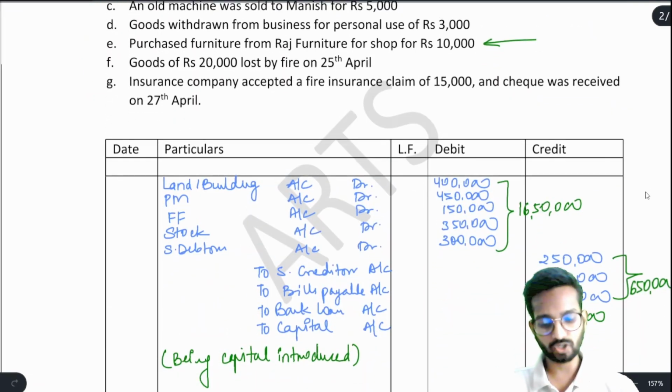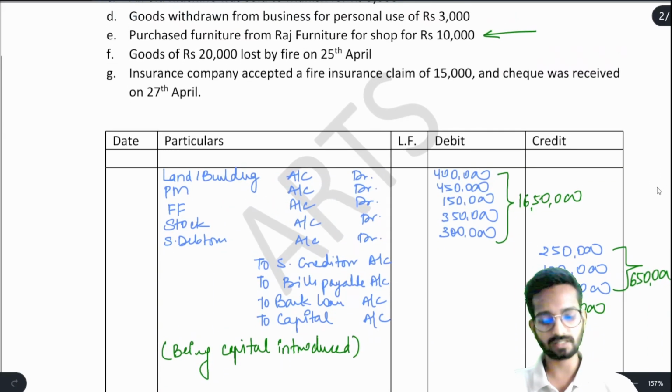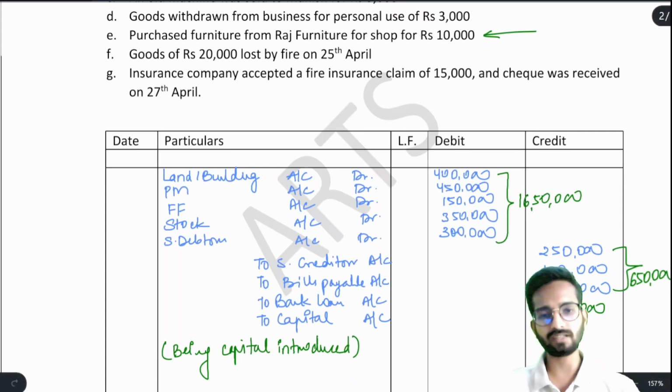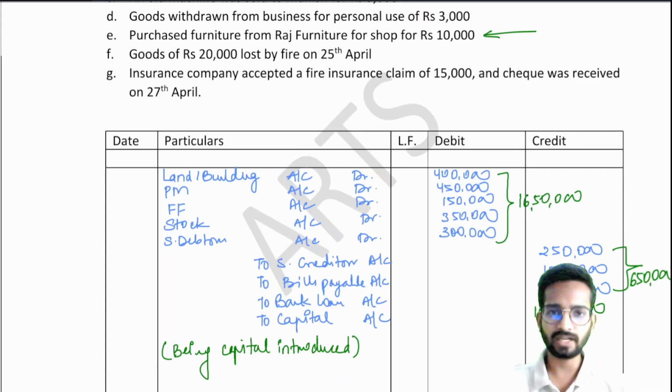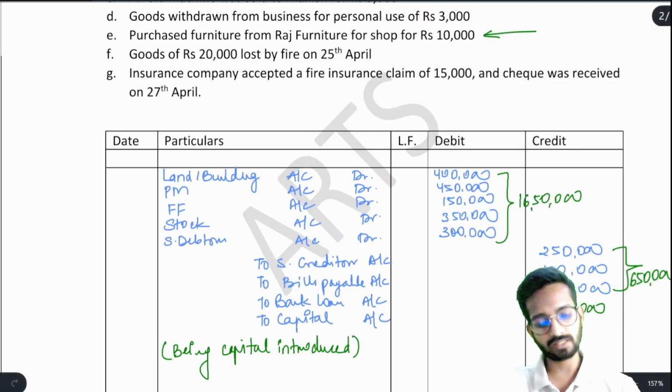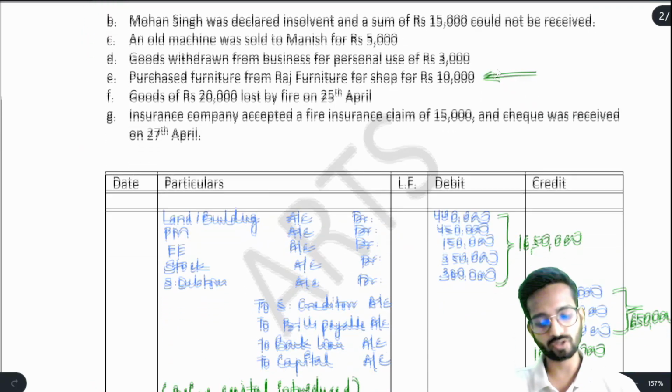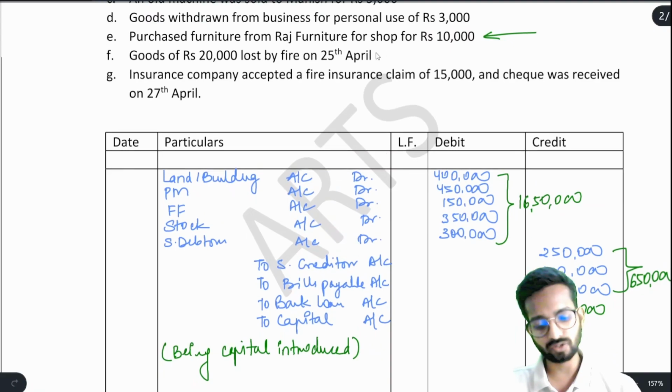Goods of 20,000 lost by fire on 25th April. We are passing this. It is just a revision of the entries we have already learned in series 2. But we have to remember that all these entries will come in the journal proper book. Journal proper, as I have already said, is where any entries which do not come in any subsidiary books will come. You can see here, bad debt is also coming here, sale of machine is coming here, drawings also coming here, goods lost by fire also is coming here.